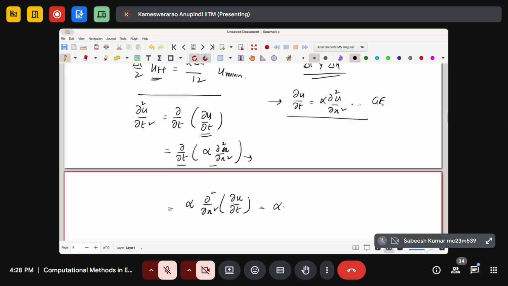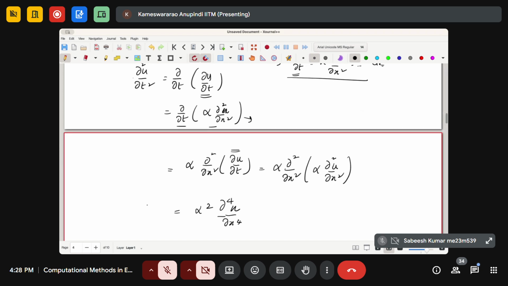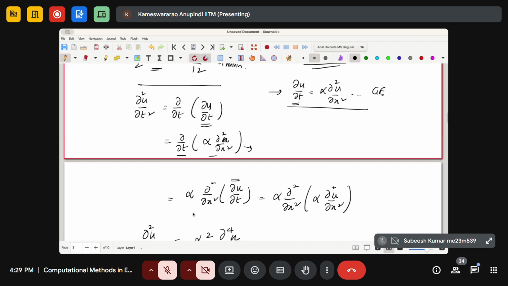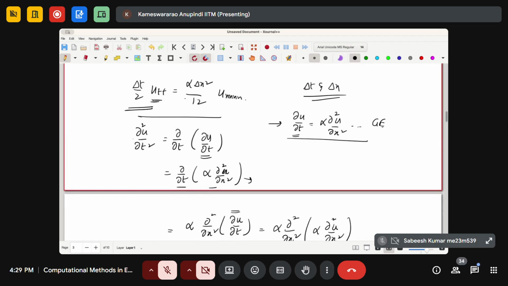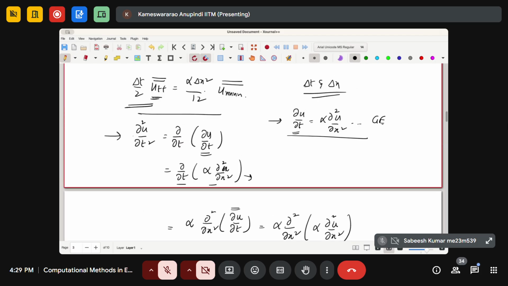Then what I have is ∂²/∂x² of ∂u/∂t again, but ∂u/∂t from my governing equation is again α ∂²u/∂x². So what I have is α² ∂⁴u/∂x⁴. That means my ∂²u/∂t² came out to be α² ∂⁴u/∂x⁴. I did this for a purpose, because I have time derivatives here and space derivatives there. By using this transformation, I have converted my double time derivative into a fourth derivative in space, which is there on the right hand side as well.